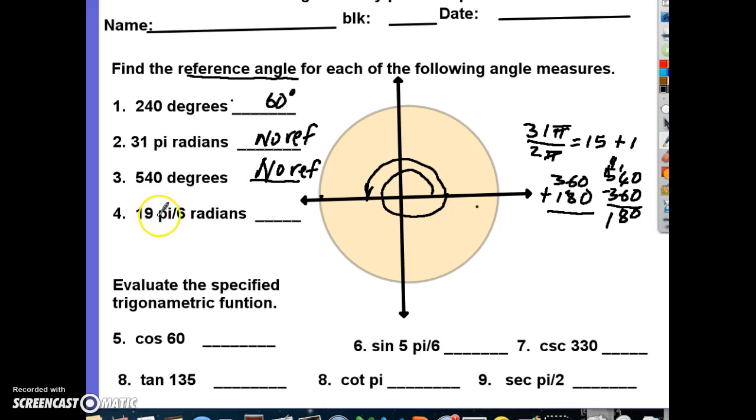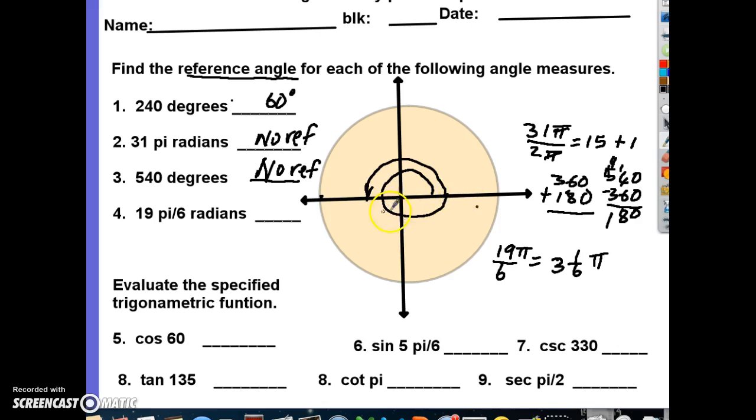How about 19 pi over 6? 19 pi over 6. Here's where we divide by 6 and get 6 going into 19. 6 times 3 is 18. So we have 3, 18, and then 1 left over. That would be 1/6 pi. So let's go ahead and see what we've got here. It's going to be 3 and 1/6 pi. So we would go around, that would be 2 pi.